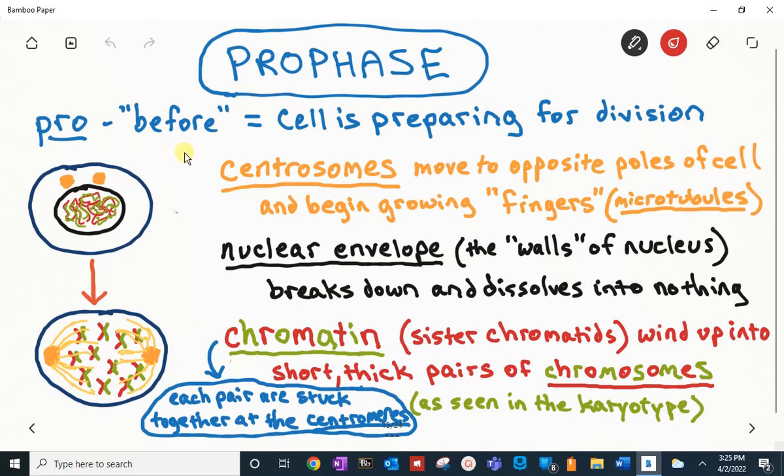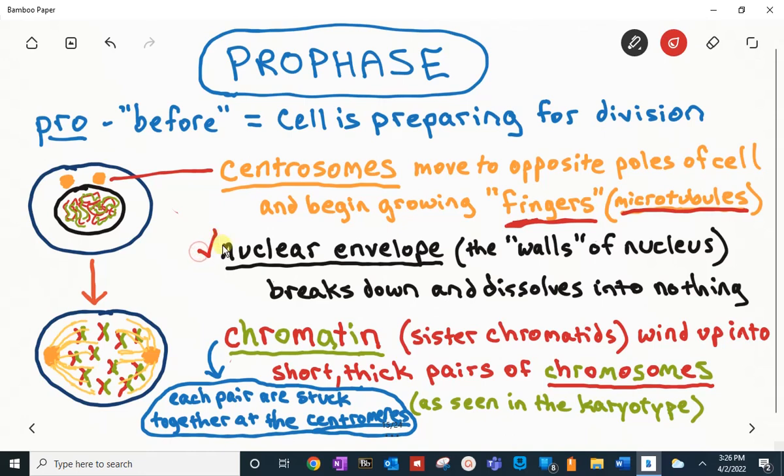So this is just more information on what I just went over. The centrosomes, they move to the opposite poles of the cell and begin growing fingers. I like to think of them as fingers because if you see it under a microscope, it looks like interlacing fingers together, but they're called microtubules.